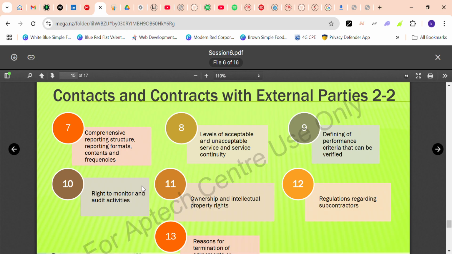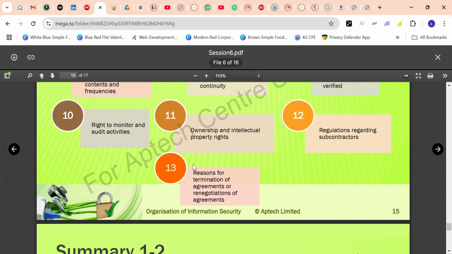And then ownership and intellectual property rights have to be in the contract agreement also. And then you have regulations regarding subcontractors, which have to be there also. And then reasons for termination of the agreement or renegotiation of the agreement have to be put in place also, in the contract agreement.